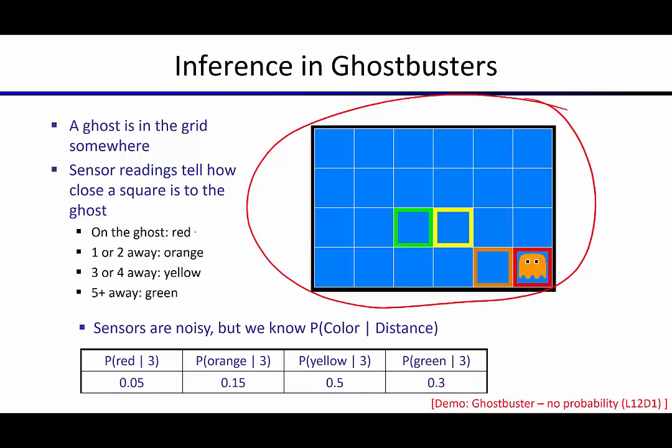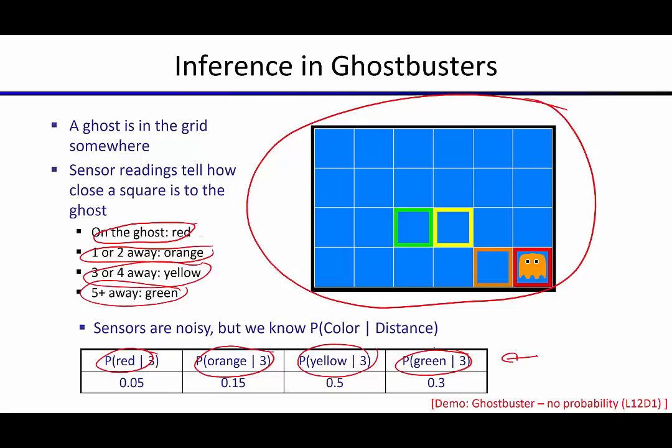So typically, if you're on the ghost with your sensor, it'll sense red. It's not guaranteed. If you're 1 or 2 away, it'll sense orange. If you're 3 or 4 away, it'll sense yellow. 5 or more away, it'll sense green, but all of these are noisy measurements. For example, when you are 3 away, the sensor will sometimes be red, sometimes be orange, usually be yellow, and sometimes read off green. So you don't get a very direct measurement, just a noisy version.